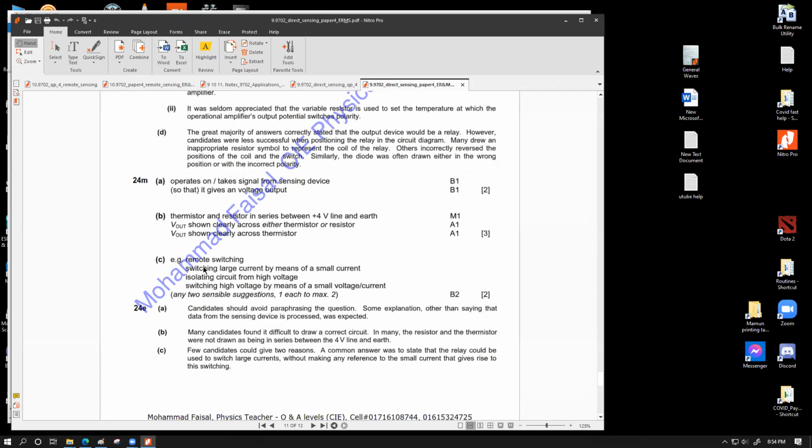Here it says the third example is isolating circuit from high voltage. Isolating circuit from high voltage. Oh, this basically means that we are not switching a high voltage by means of a small voltage, and isolating circuit from high voltage basically is the same thing, which means that you are not going to run a high voltage connection through your op-amp circuits. You're going to run it by a small voltage individual sensing device where your main circuit is going to operate by a high voltage supply.